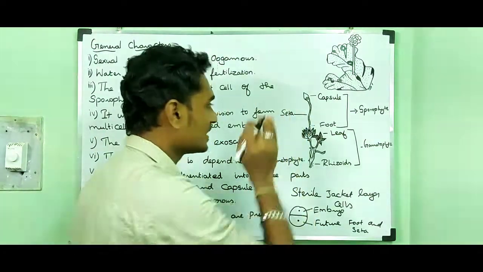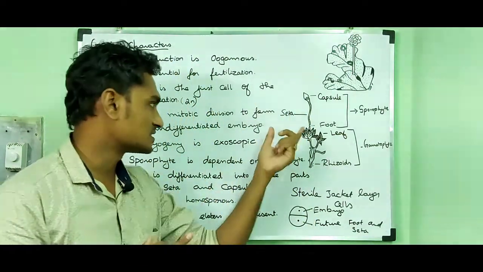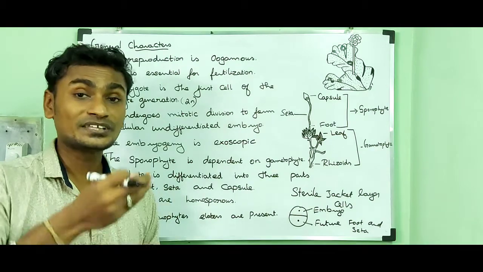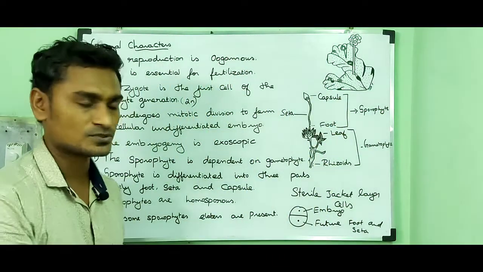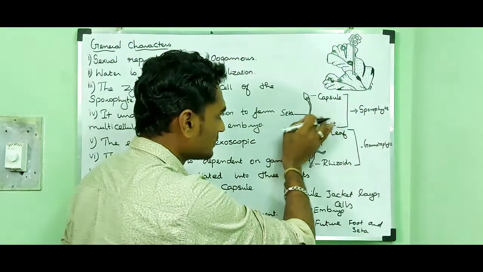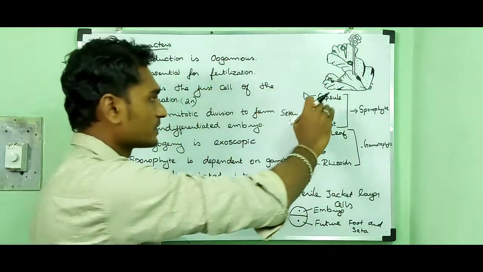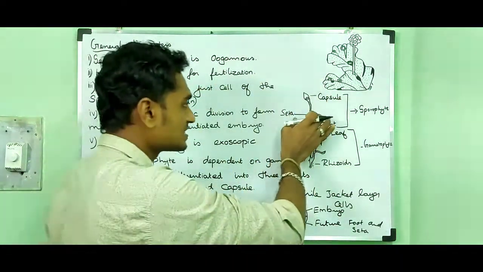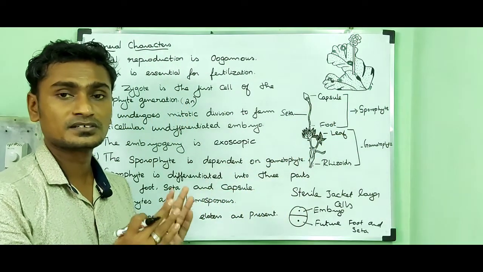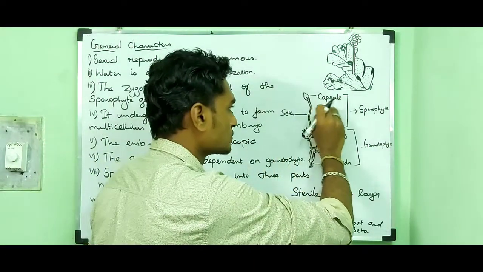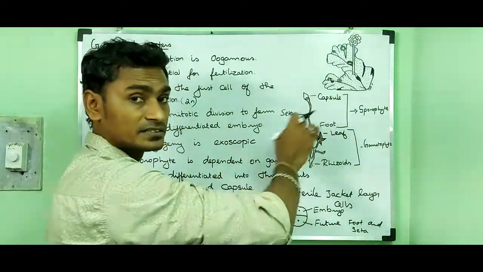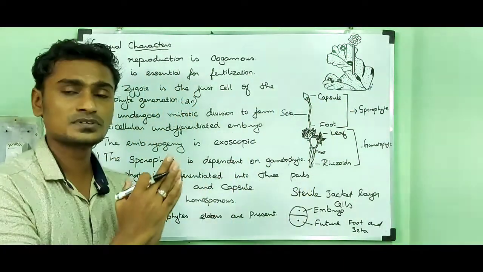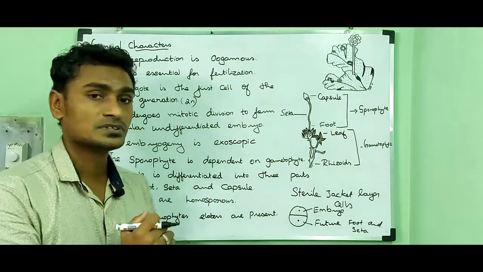Then seta is a tubular structure. Seta is a tubular structure. So it can transport food and water to the capsule. Through this seta, food and water go to the capsule. So seta is a stalk, a stalk which bears the capsule. Okay? It acts like a stalk. What does it bear? It contains the capsule. Then what is called a capsule?